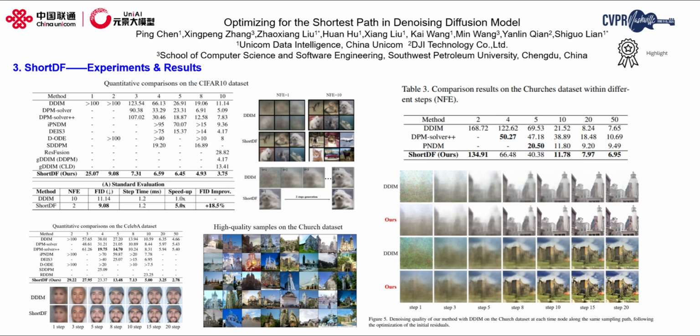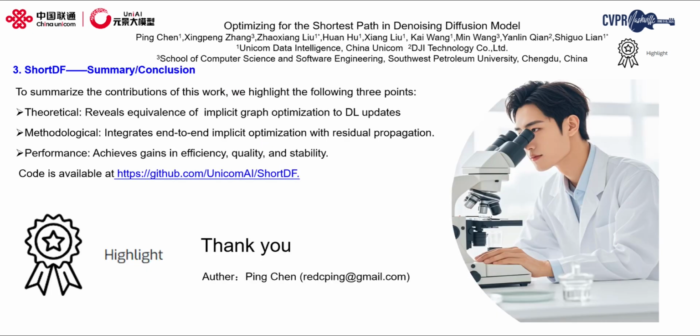To summarize our contributions, we establish a theoretical connection between implicit graph optimization and deep learning updates. We propose a methodological framework that combines residual propagation and implicit path compression. And finally, we demonstrate significant gains in generation speed, image quality, and training stability. The code for ShortDF is available at the link shown on the current slide.